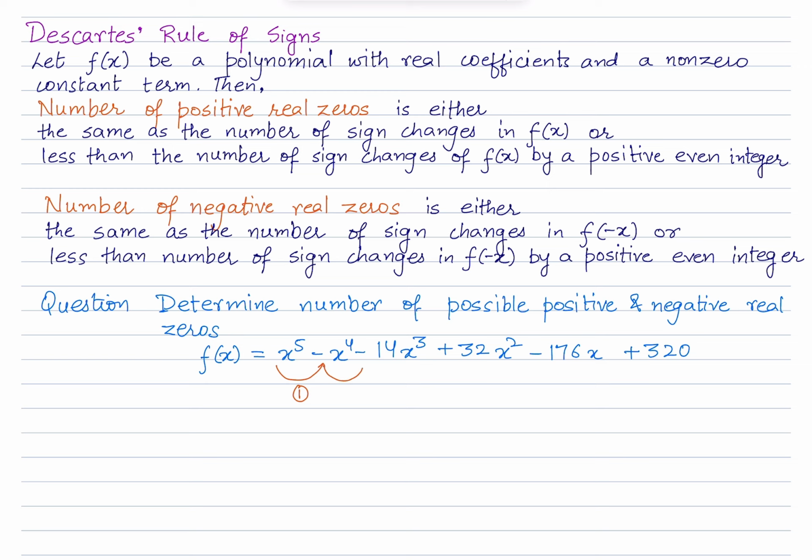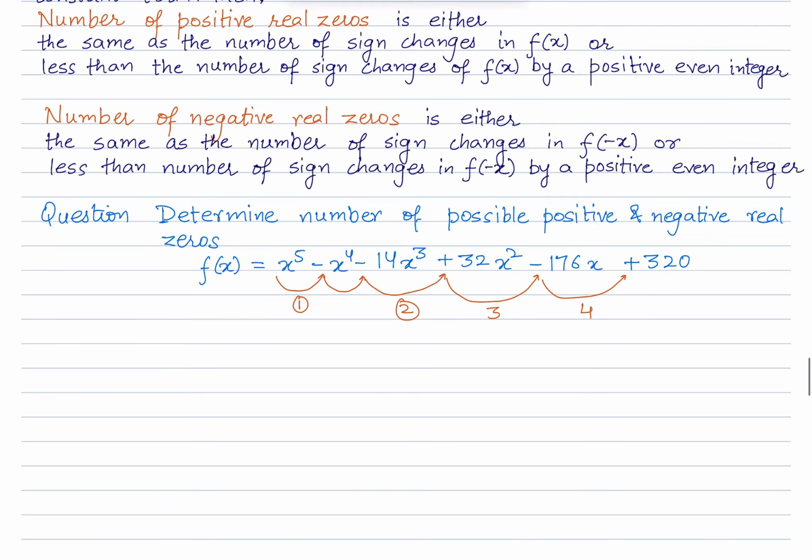Then negative to negative, no change. Negative to positive, again a change. Positive to negative, change. Negative to positive, one more change. So f(x) changed the sign 4 times.